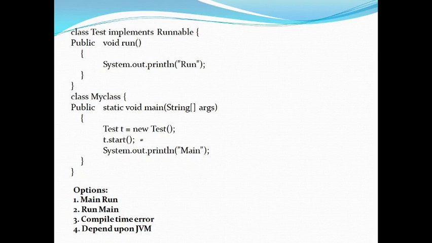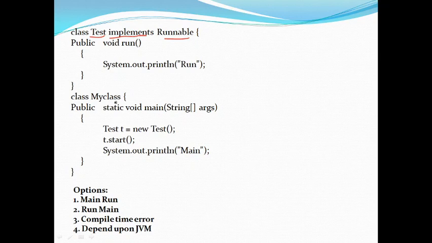Think. What is the output of this program? Here I have my test class. It is implementing the Runnable interface. Runnable is an interface having the abstract run method, and for that I am providing the body.